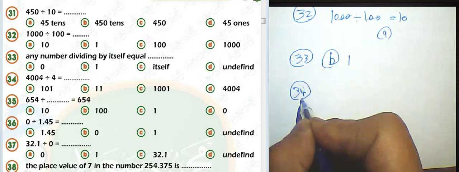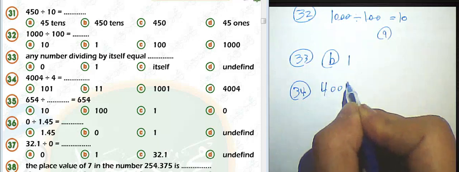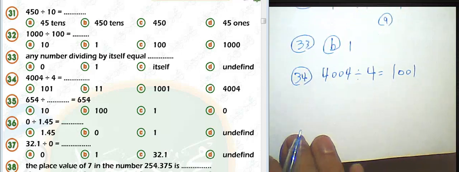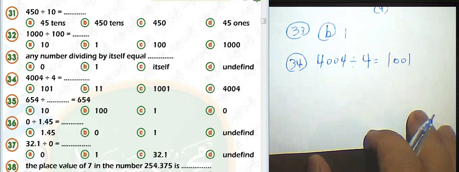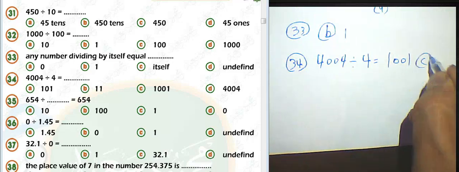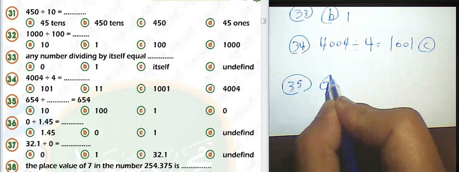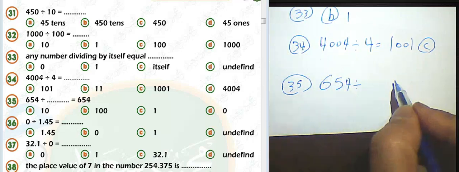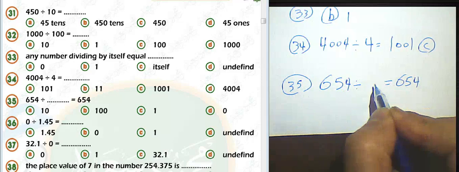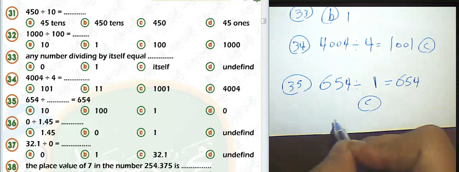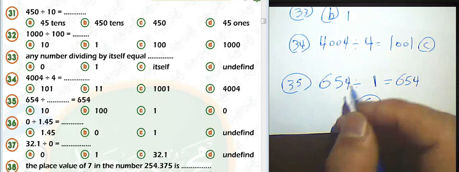Question 34, 4004 divided by 4 equals 1001. You must choose letter C about question 34. Question 35, 654 divided by what equals 654? We must find 1 here. We must write 1. The result will be, choose letter C about this question.